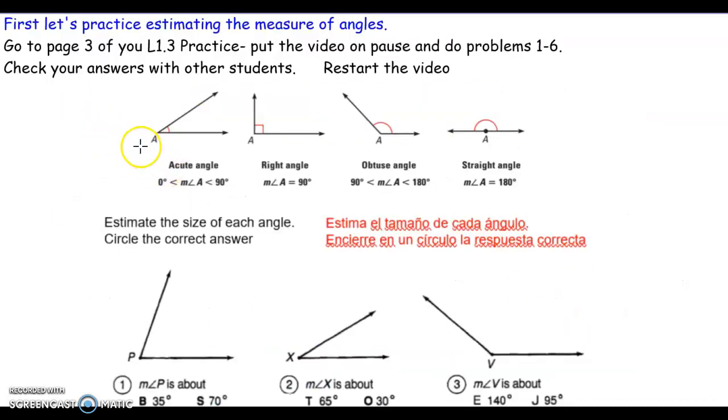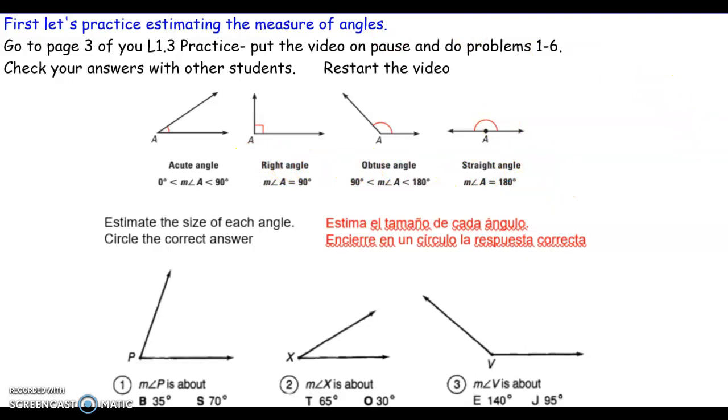Okay, so first let's practice estimating the measure of angles. You want to go to page 3 of lesson 1.3 practice and put the video on pause. You want to do problems 1 through 6, and then check your answers with other students and restart the video. So this is what it looks like. I've given you the acute, the right, the obtuse, and the straight angle to look at.